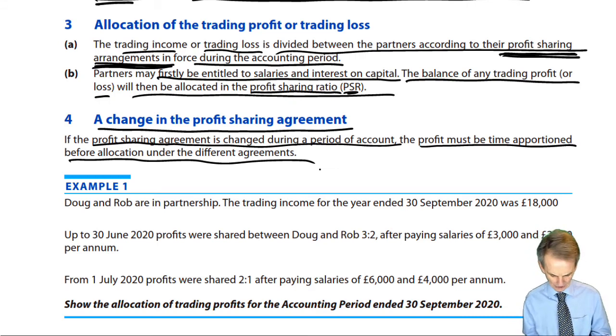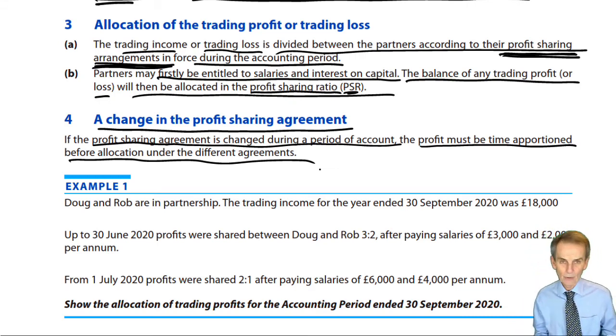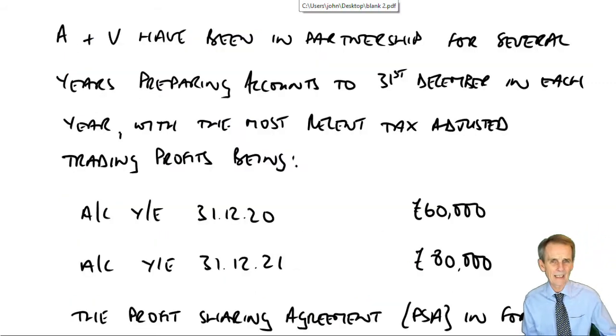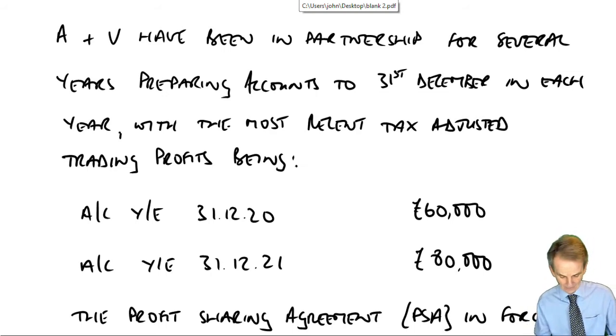So before I leave you to do example 1, let me take you through an example now, which we have already set up for you here. So we have got 2 partners, partner A and partner V, have been in partnership for several years.